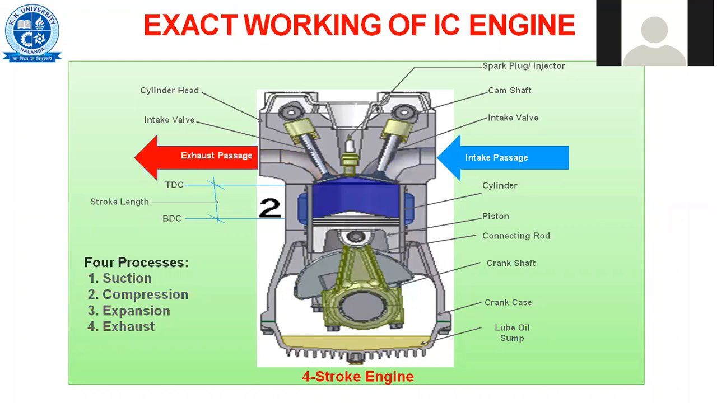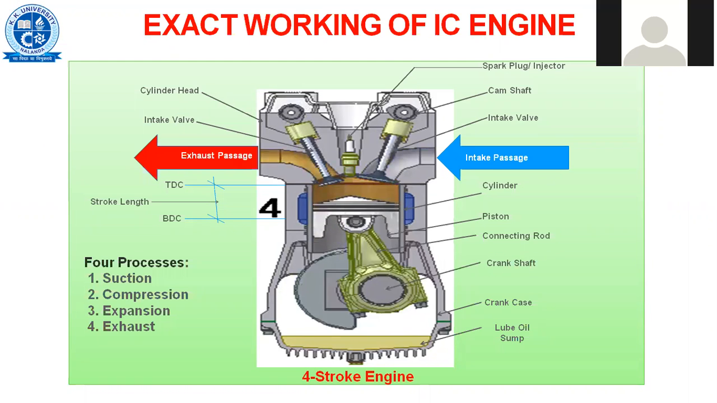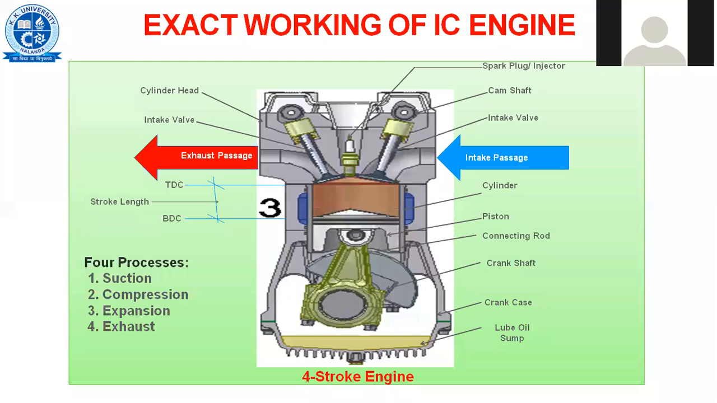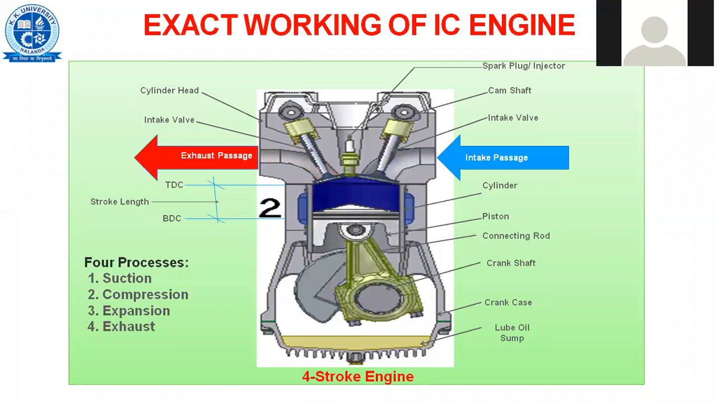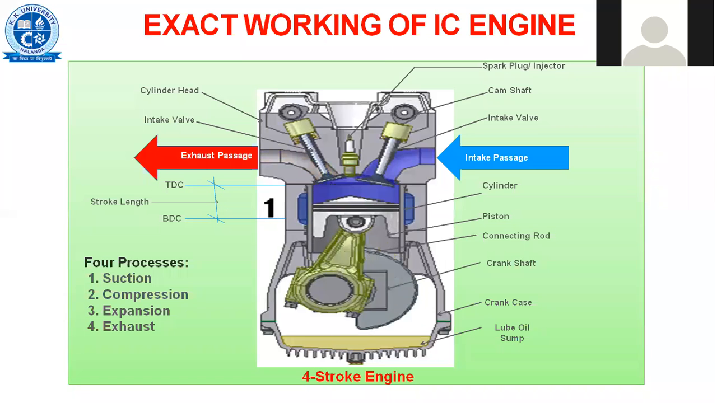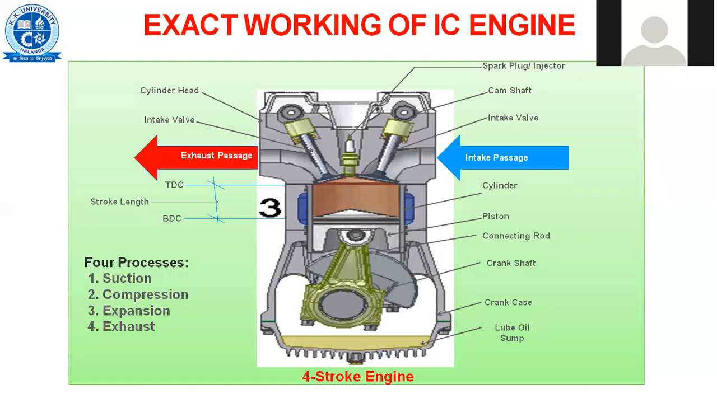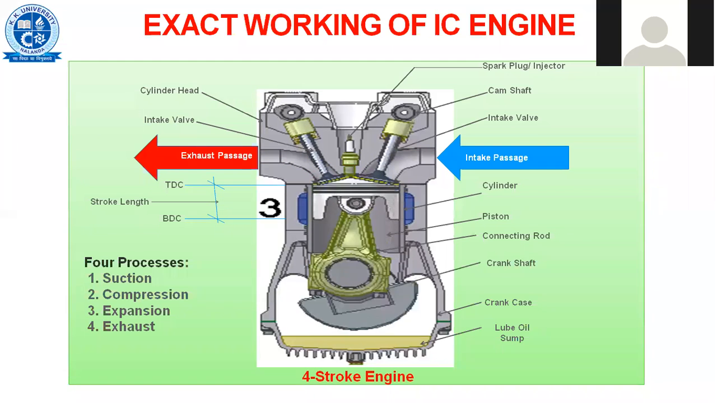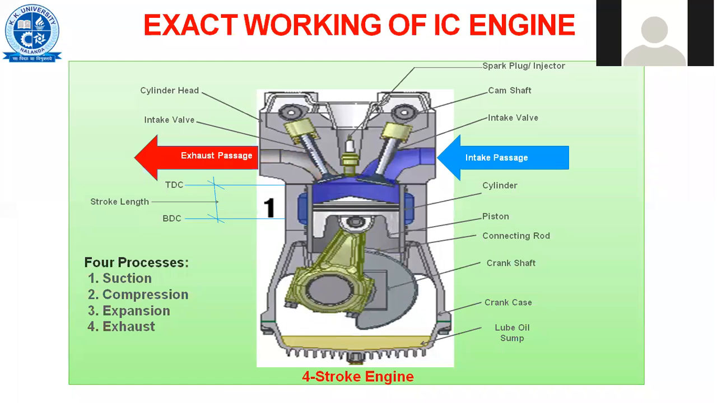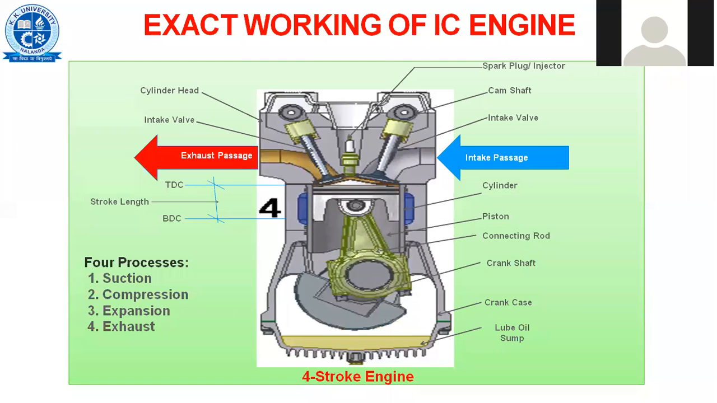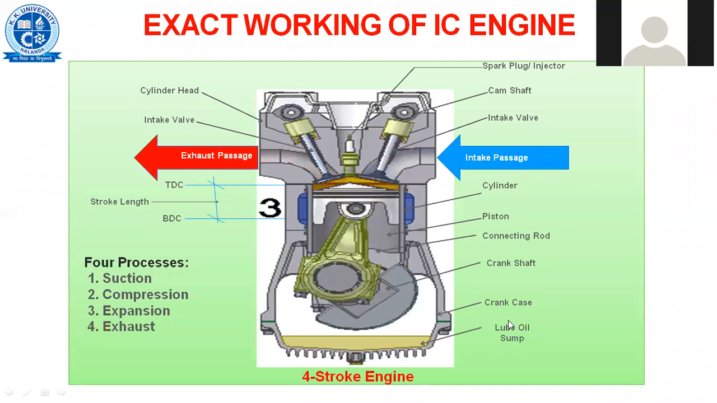Okay. So if all the four processes are completed in 360 degrees, then it is called a two-stroke engine. That means suction and expansion or exhaust, two activities will be completed. One is the movement of the piston from top to bottom. While it is moving down, it expels all the gases as well as taking in the intake. So suction and exhaust happen in one go, and compression and expansion again go within 180 degrees.